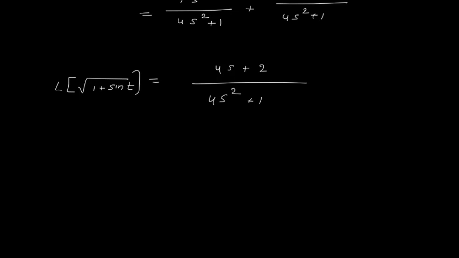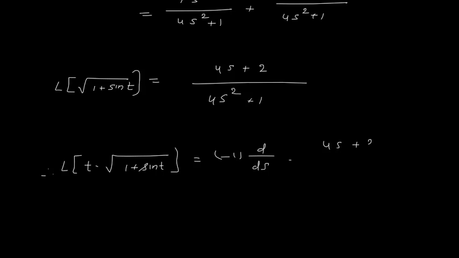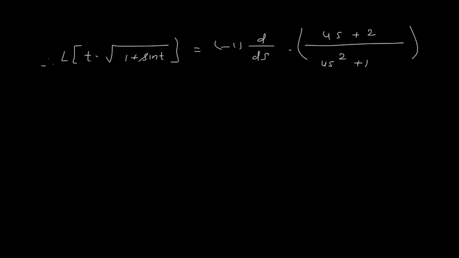So therefore now I have to find Laplace of t into root of 1 plus sin t. So by definition it will be minus 1 into d upon ds of 4s plus 2 upon 4s square plus 1. Okay, so when you are solving Laplace and using this property, I assume that you know differentiation very well. Okay, so this is minus 1.